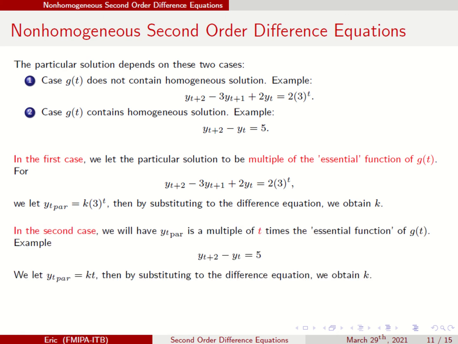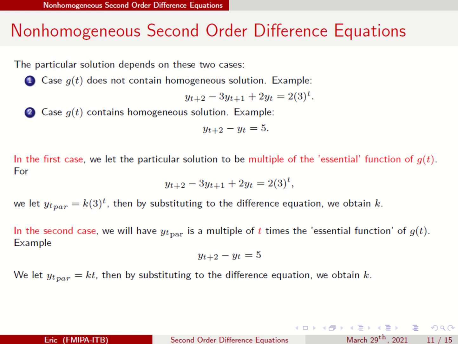What about the second case? It is the same as the case when we have two essential functions that are the same. You remember, for a double root, you have to multiply by t. So if you have 5 here, and the homogeneous solution contains a constant, your yt particular should be a constant times t, kt. Then by substituting into the difference equation, we obtain k.